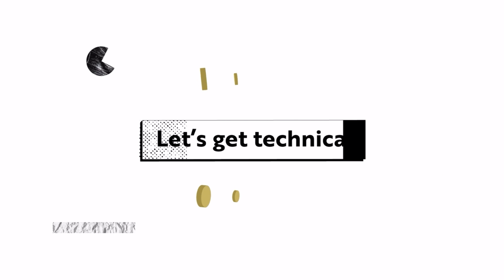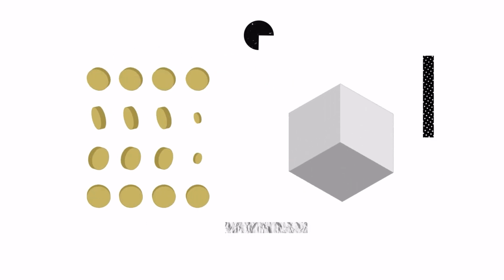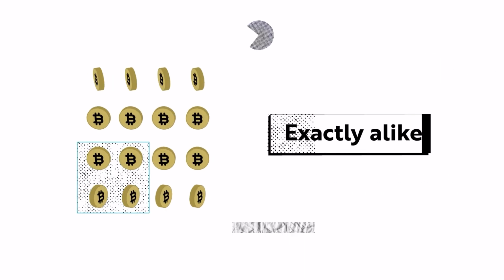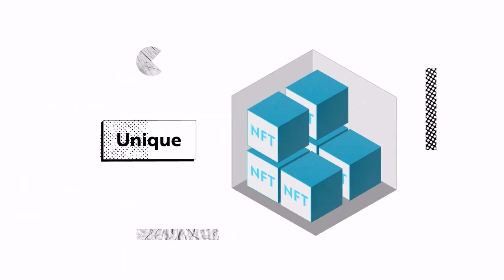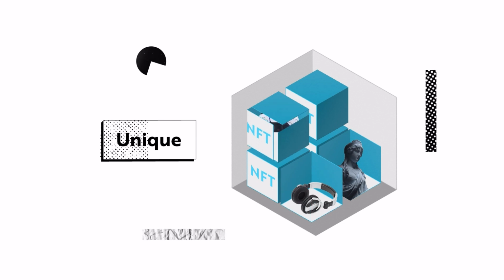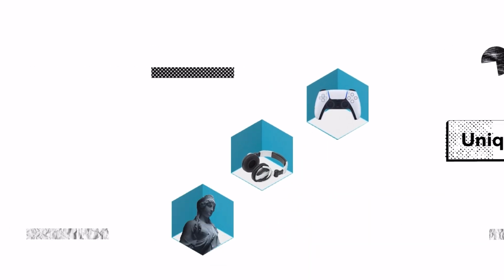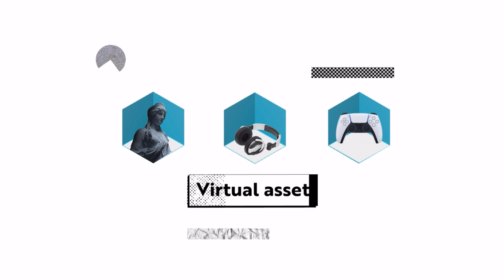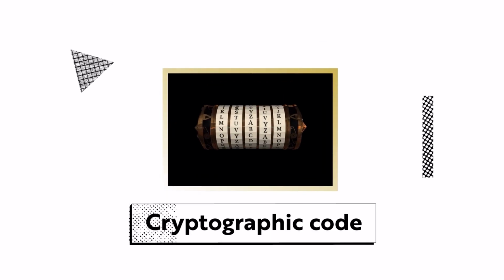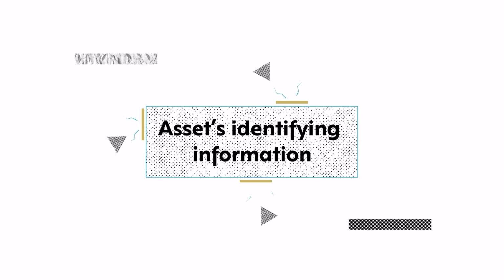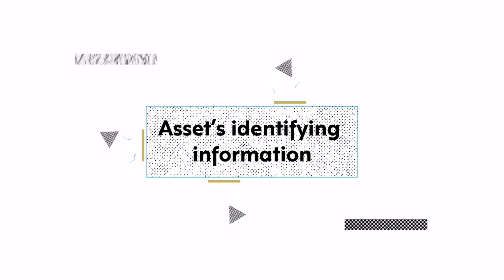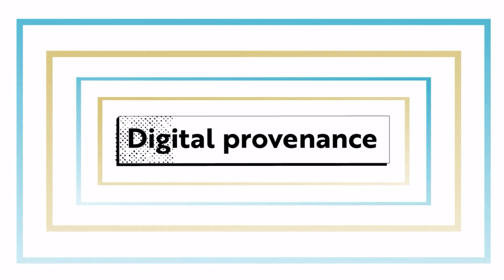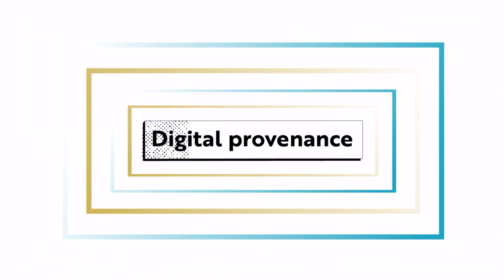First, let's get technical. Like cryptocurrencies, NFTs are tokens that live on the blockchain. While each coin of a cryptocurrency is exactly alike, NFTs are completely unique. Each time an artist, musician, or other creator mints an NFT, they turn their artwork, song, game, or other media into a virtual asset. Thanks to cryptographic code, the asset's identifying information can never be changed or tampered with. Think digital provenance. In other words, we'll always know where it came from.